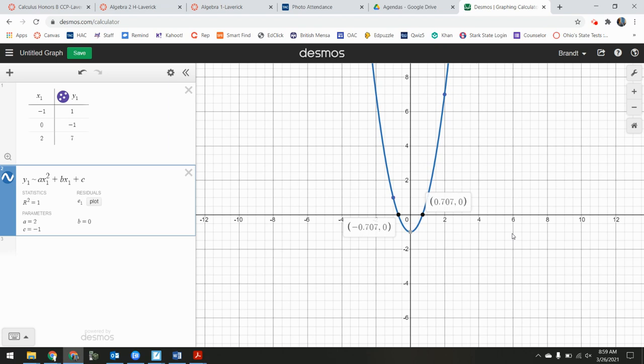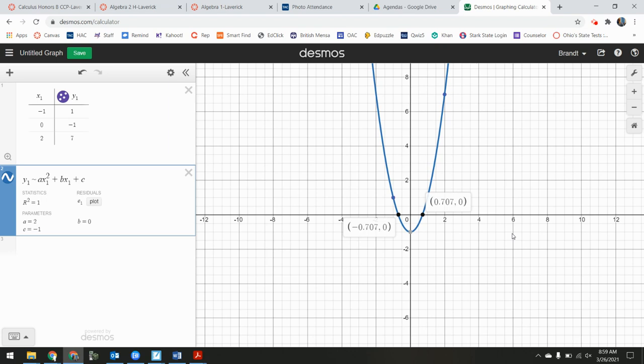Yes, sir. What's that? It was just given to us on our guided notes there. I just copied and pasted the table from the guided notes into Desmos. Okay, and that's how we write that: y1 tilde ax squared plus bx plus c.